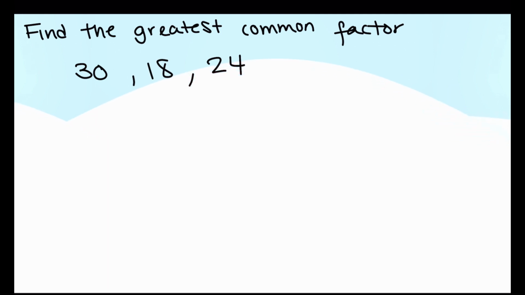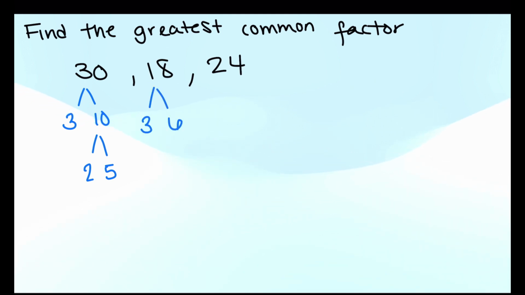Here's another one. We've got 30, 18, 24. What is the largest number that all three of these numbers are divisible by? Let's use that factoring tree method again. 30 is 3 times 10. 10 is 2 times 5. So the factors of 30 are 3, 2, and 5. 18 is 3 times 6. 6 is 3 times 2. So 18 is 3, 3, 2.